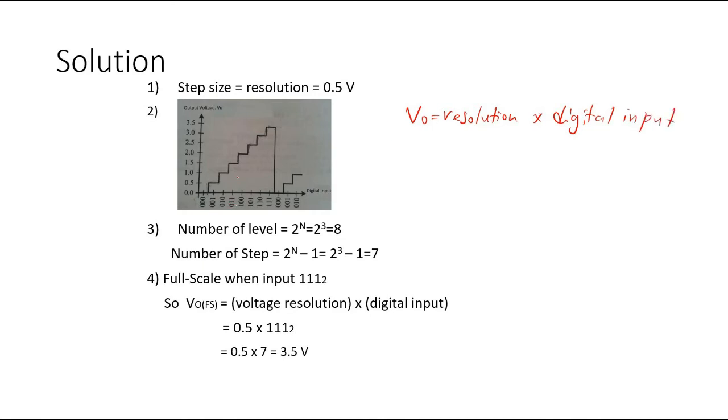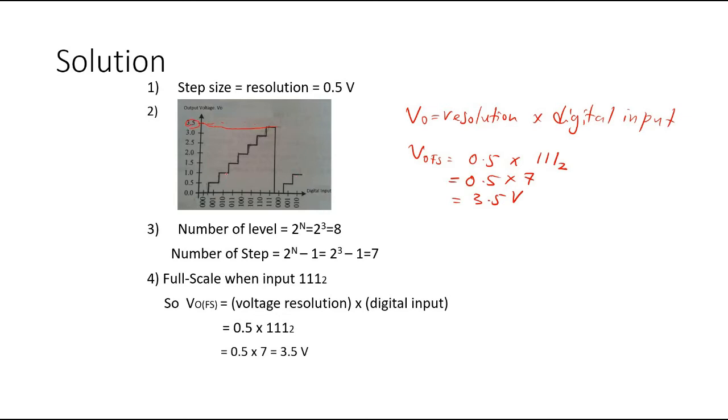So kita boleh calculate maximum value kita adalah V out full scale equal to resolution 0.5 multiply with 111 base 2. Okay. So 111 base 2 equal to 7 in decimals. So 0.5 multiplied by 7. So kita akan dapat 3.5 volt. So that's why our maximum value here 3.5 volts.